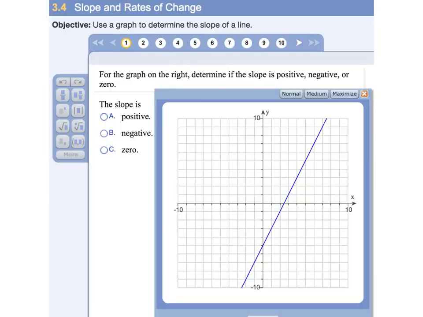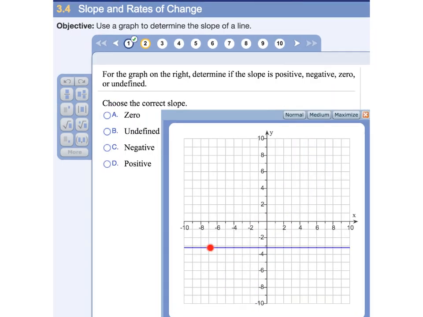So now that I've given you the rundown on the slope, all this stuff is really easy. This line, does it have a positive slope, a negative slope, or a 0 slope? And the answer is it has a positive slope because it's going up. As you are moving from left to right, this line is going up.